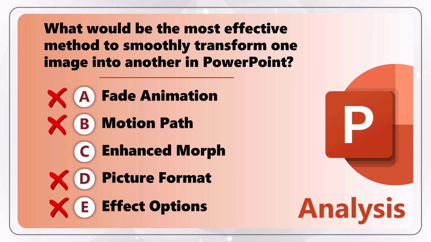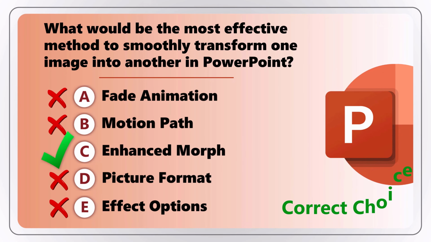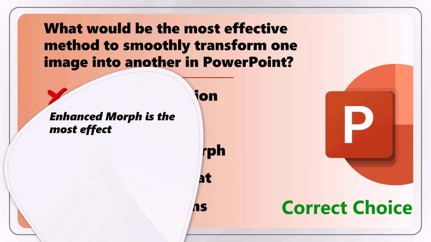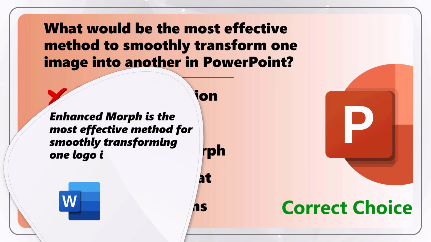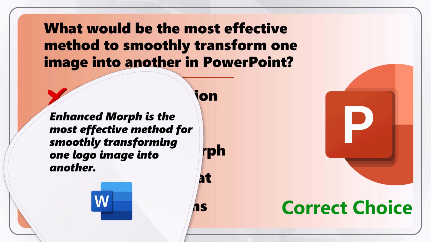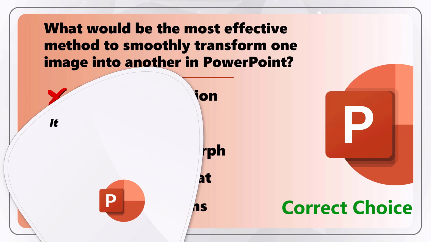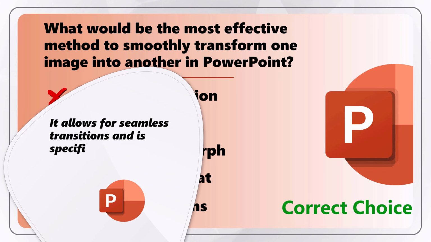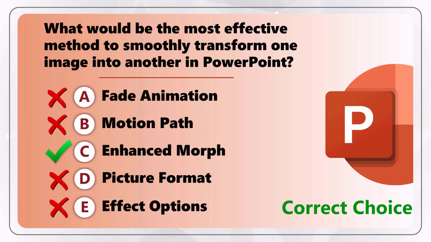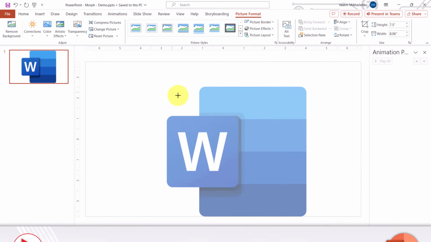Which leads us to the correct choice C, the enhanced morph feature. Enhanced morph is the most effective method to smoothly transform one logo image into another inside PowerPoint. This allows for seamless transitions, and it is specifically designed for this purpose. Morph transformation is extremely easy to use.